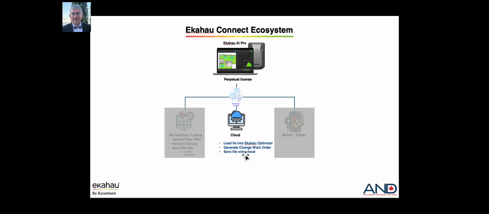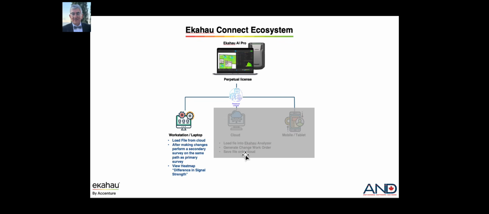The next step would be to go back, make those physical changes, load the project file from the cloud, or even open the secondary project file. After the changes are made, perform what we call a secondary survey, preferably on the same path as we did the primary survey, or pretty close to it, to get the most realistic results, and then select a heat map called difference in signal strength. So this is the process that we go through.